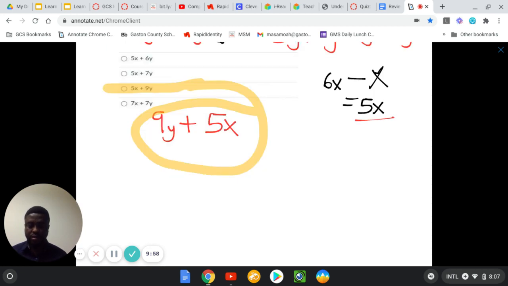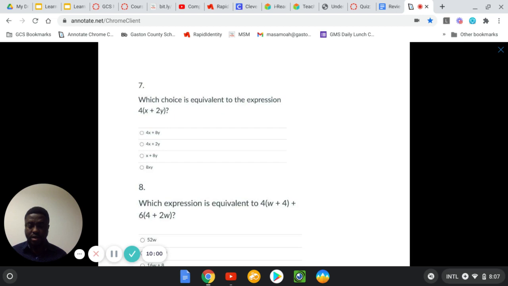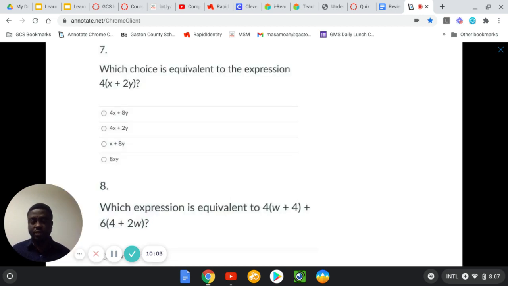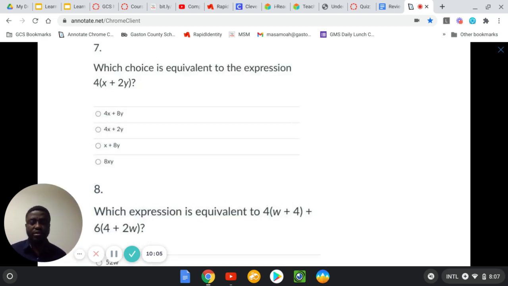Number 6, 7. Okay. Now, which expression or which choice is equivalent to the expression? So if you have a question like this, just try to distribute like I told you. Once you finish distributing, you kind of have the idea which will be equivalent to the options below. So I'm going to distribute this by multiplying to that and distribute this to that.